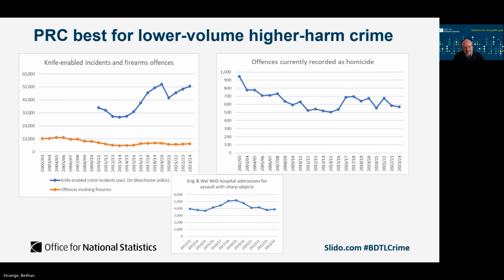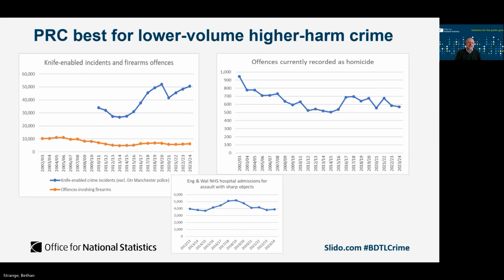And it particularly does that for lower volume, higher harm crimes. So these are crimes that we're very unlikely to pick up in the crime survey because of how low in volume they are, or because it's almost impossible to interview a victim. Ones that are often in the press, so the top right-hand slide, that's homicide. Fortunately, it is a relatively rare crime, although obviously devastating for people involved. But you can see it's generally at the moment between about 500 and 700 homicides per year. Police recorded crime is the only source to try and measure what's going on in homicide.